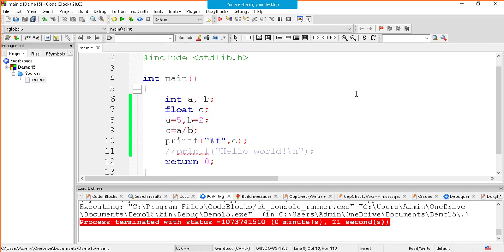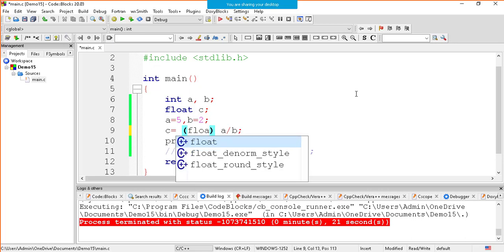I am saying temporary, for a short while. Either I have to convert a or b. Either a or b I need to convert into float temporarily. In order to do that, what you can do is, before a, for example, I can write in the bracket that I want to convert this a into float.